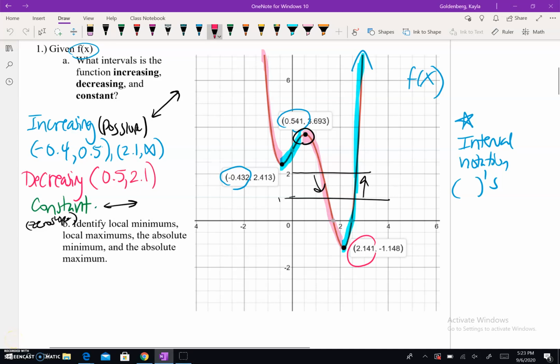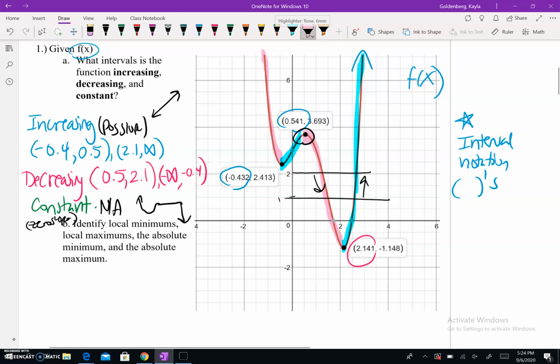We also have a second decreasing zone. I did not capture this zone over here. So that second decreasing is from negative infinity, and then I stop at the x value of negative 0.4. And then we actually don't have any constant sections. There's nowhere where you have a flat line or a slope of 0. You would be looking for something like if there was a graph that maybe looked like this, like here, and then maybe it leveled off and then went down.